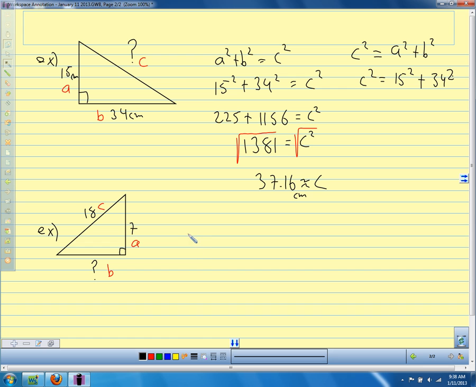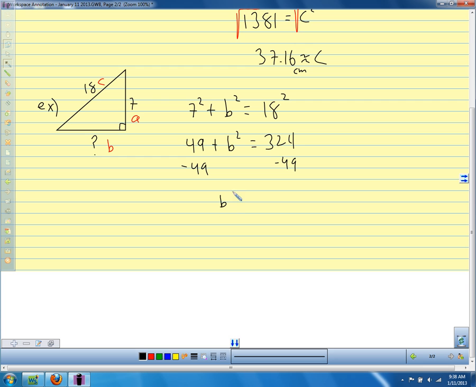So I'm going to write my equation. 7 squared plus B squared equals 18 squared. So I get 49 plus B squared equals 18 squared. I'll plug that in my calculator, and I get 324. I want to get B by itself, so I'm going to subtract 49 from both sides. And I get B squared, 324 minus 49 is 275.